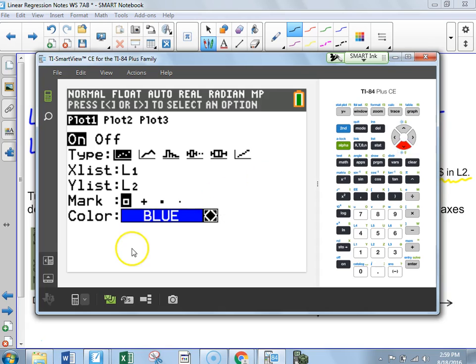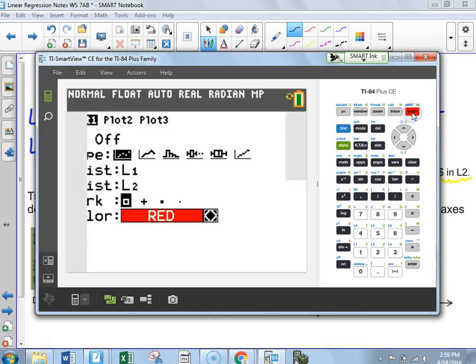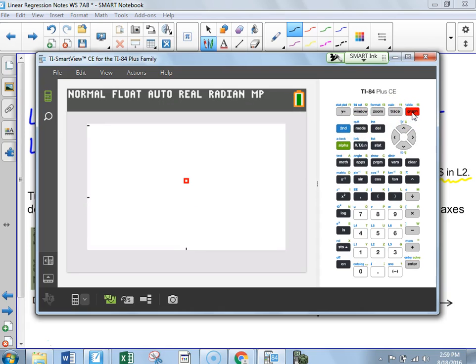Then if you have the color, you can pick a different color. You can scroll through the choices, but it's fine to just leave it at blue, or if you don't have a color calculator, you don't have that choice. Right. If I go to graph right now, I may or may not see my points. This is what my window is set to. I only see 1 point there. It has to do with the window.